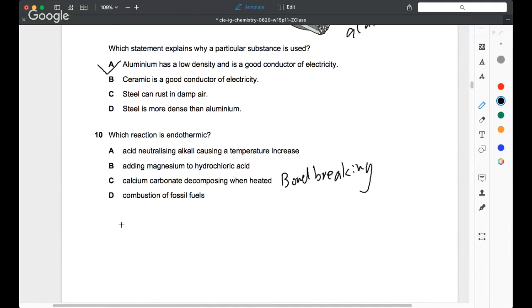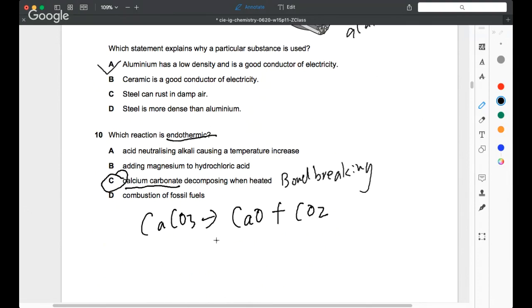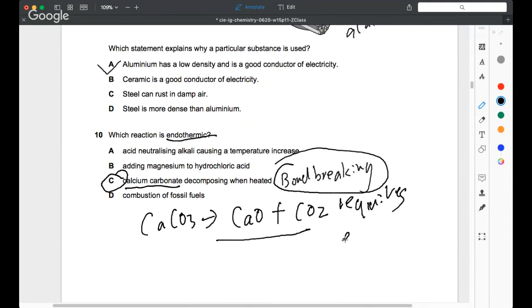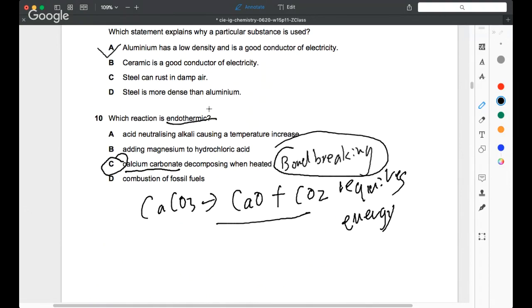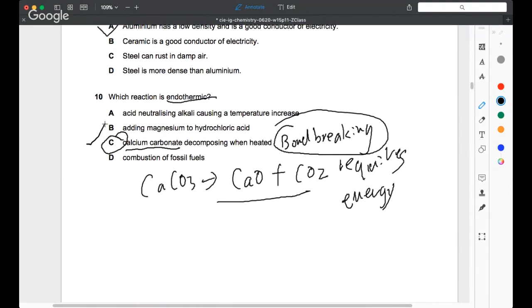And question number 10. Which one is endothermic? So C is endothermic. We have calcium carbonate decomposing into calcium oxide and carbon dioxide. In this process, you're breaking bonds. So it's a bond breaking process which requires energy. A reaction that requires energy input is an endothermic reaction. So the answer is C.